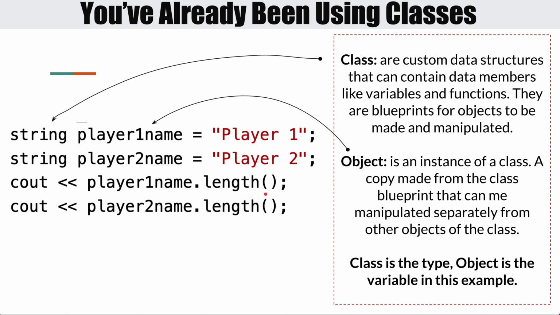So the string class would have had a variable for player one, and it's going to have functions in it also, okay? Now an object, which I guess I kind of already got into, is an instance of a class, a copy made from that class blueprint that can be manipulated, separated from other classes, right? So class is a type, object is a variable of that type, okay? So when you go to actually make an object, you say, this is the type that I'm pulling from, this is the name I'm giving the object, and then of course you can give it values, all right?